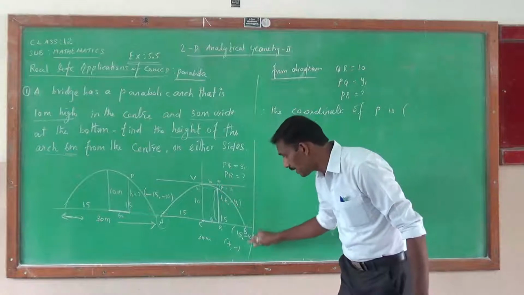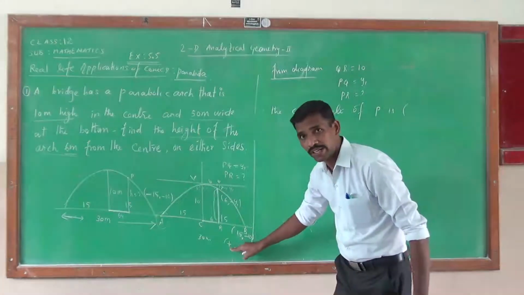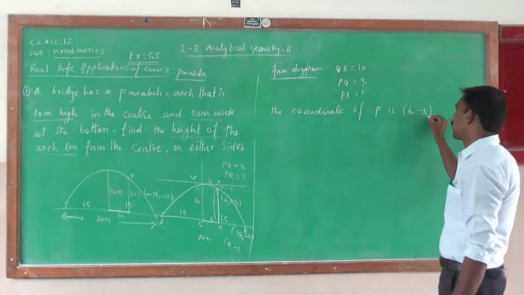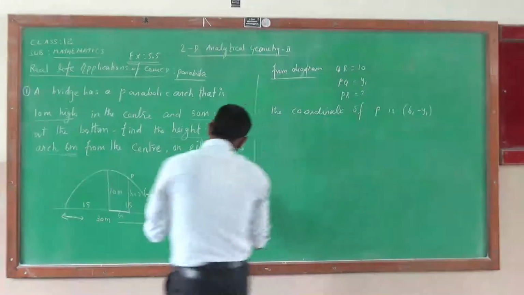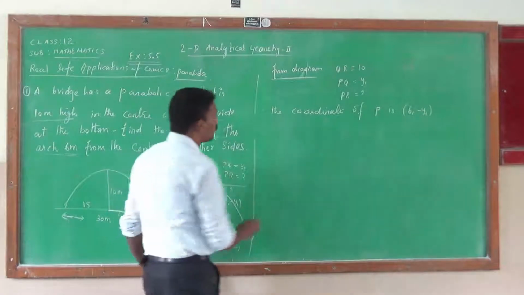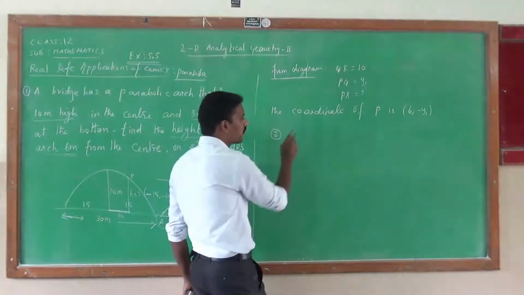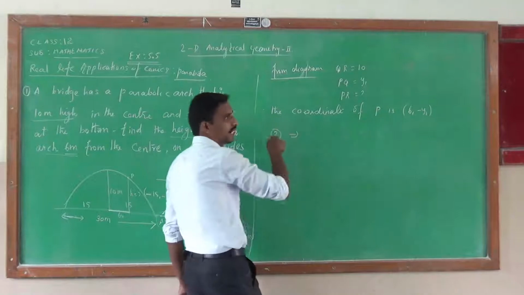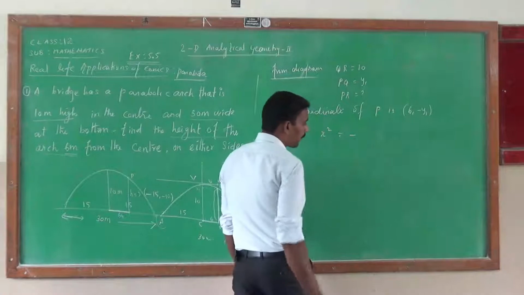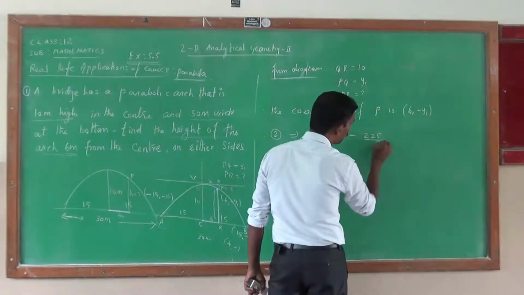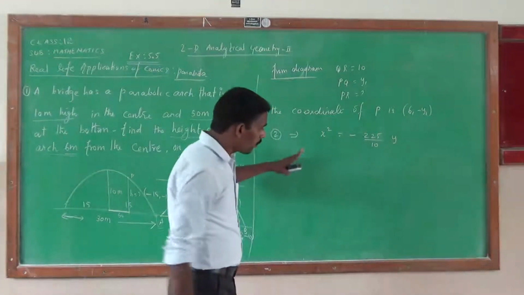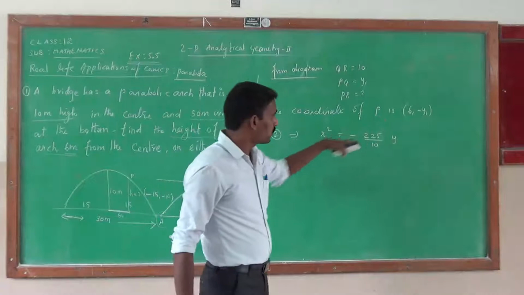But this y1 is placed in the 4th quadrant, so the 4th quadrant points are plus comma minus. That's why it is 6 comma minus y1. Now, the point P lies on the parabola, hence it satisfies the parabolic equation. So we put the point into the equation we know, x square equals minus 225 divided by 10 into y. Now we substitute the point here.